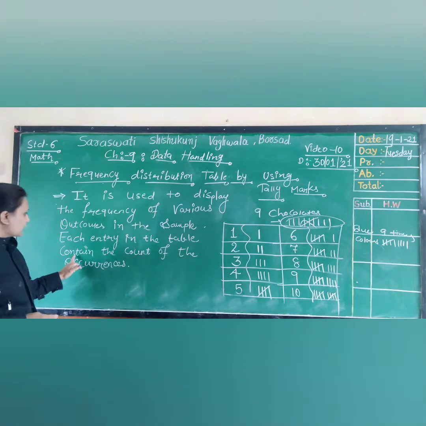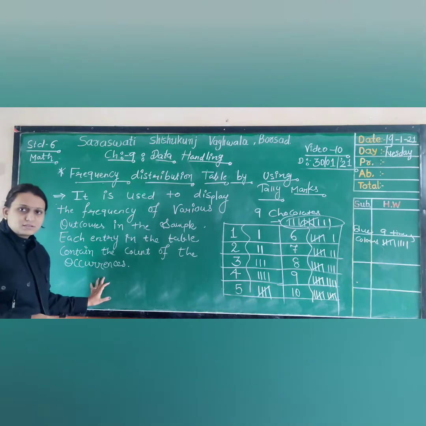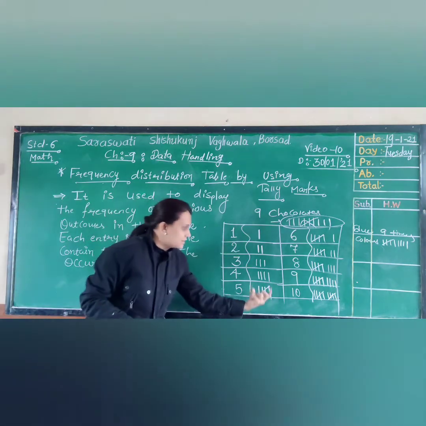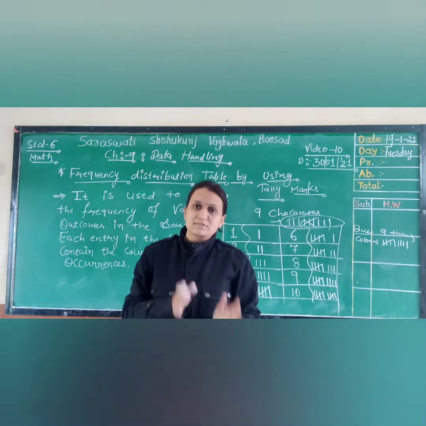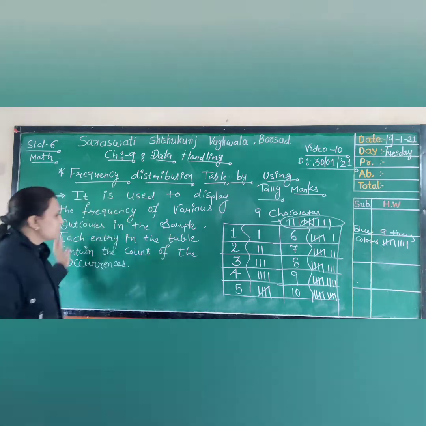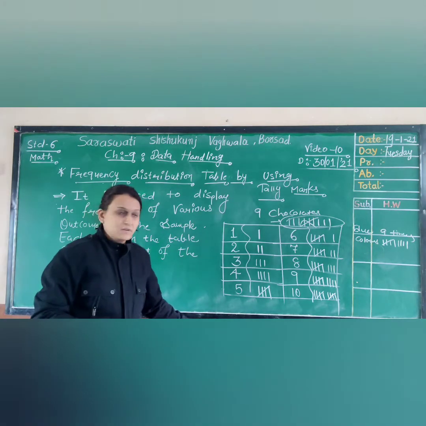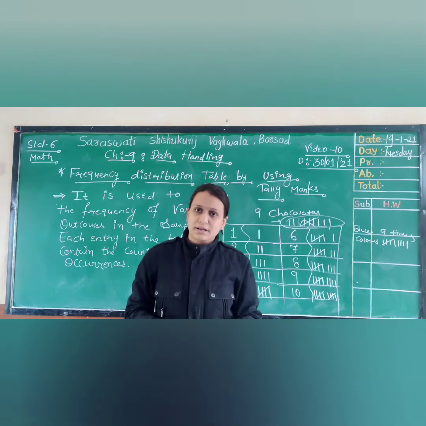Each entry in the table contains the count of the occurrence. What are these entries? They are particular data, and how many times each occurs is known as frequency. So this is the basic introduction of frequency. Let us understand how to count the frequency for particular data.